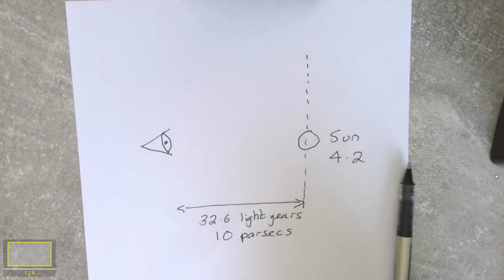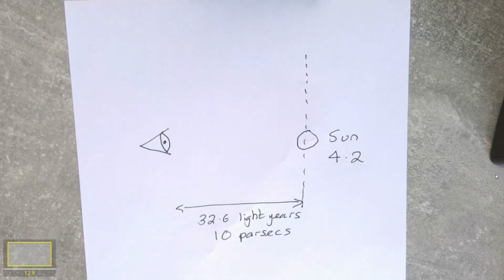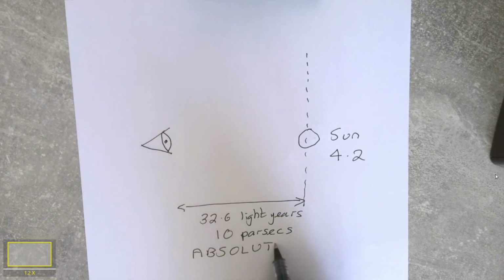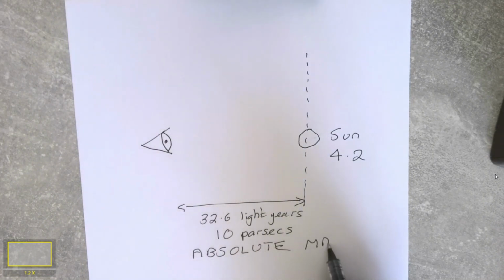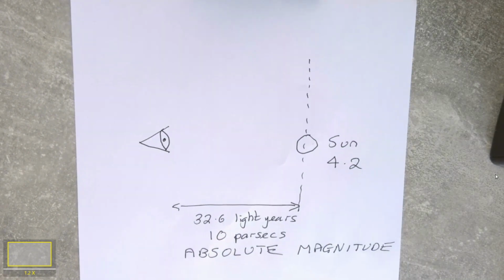So this is what we do. We bring all of the stars to the same point and we measure how bright they actually are. And so the term we use for that is called the absolute magnitude. And so that is a much fairer way of comparing how bright stars are compared to others.